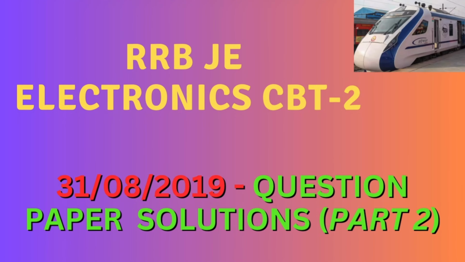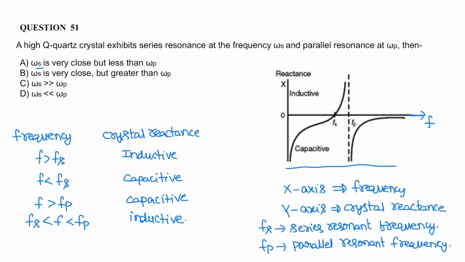Let us see the solutions for RRB JE Electronics CBT 2 question paper for the examination held on 31st August 2019, Part 2 solutions. Let us continue with question 51. A high Q quartz crystal exhibits series resonant frequency omega s and parallel resonant frequency omega p. Then the relation between omega s and omega p.